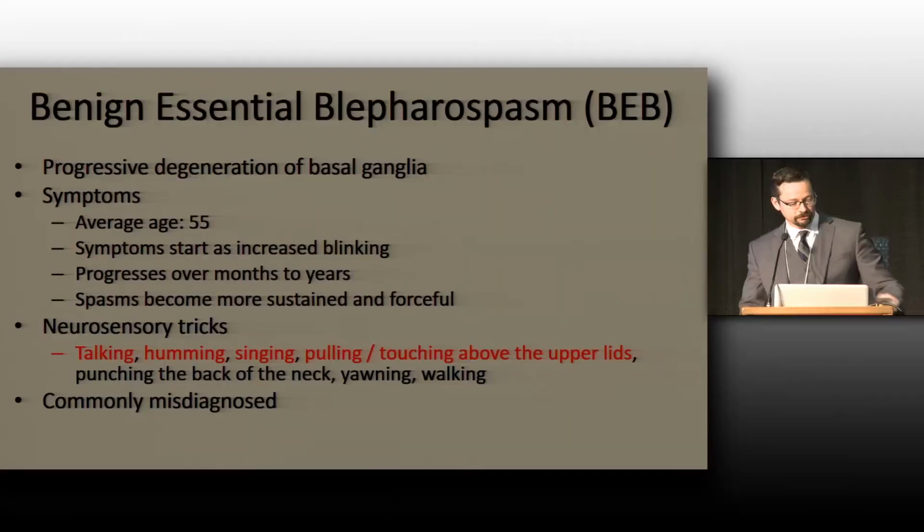So this is thought to be a progressive degeneration of the basal ganglia, and I'm sure we have a neurologist speaking next who can probably go into more detail about that. But the symptoms generally start around age 55, and then they often start as relatively mild and progress over months to years from, initially being more like a mild blinking to much more sustained and forceful spasms. Up to 90% of individuals have neurosensory tricks. These are things that they can do that help to alleviate the blepharospasm.